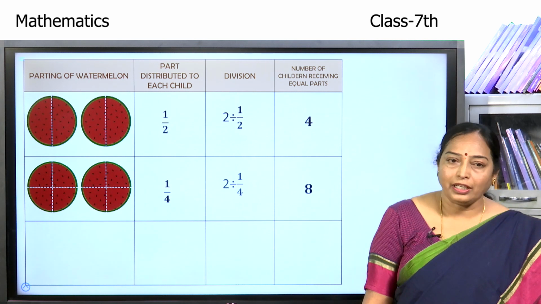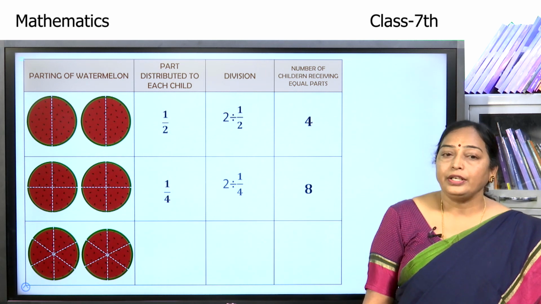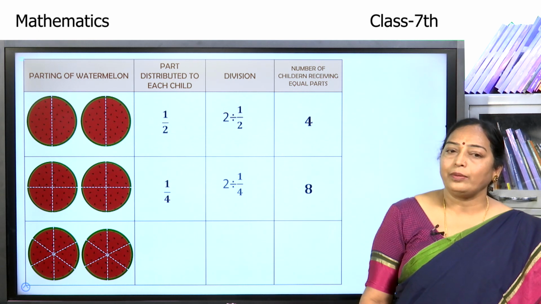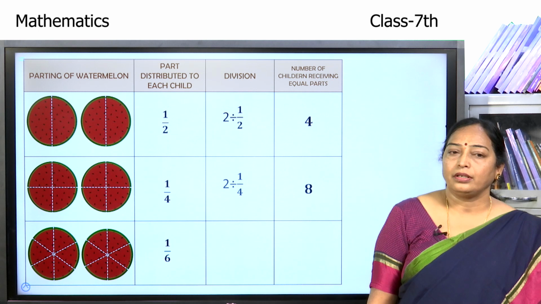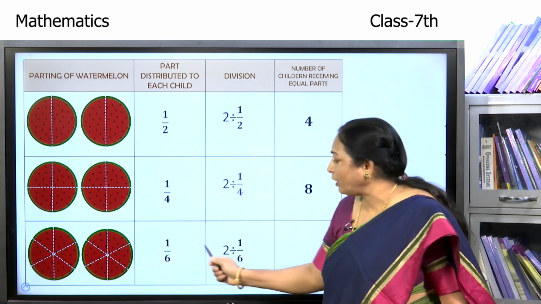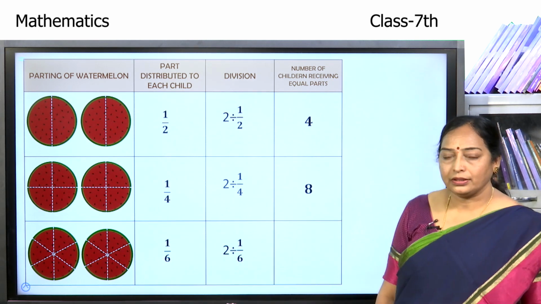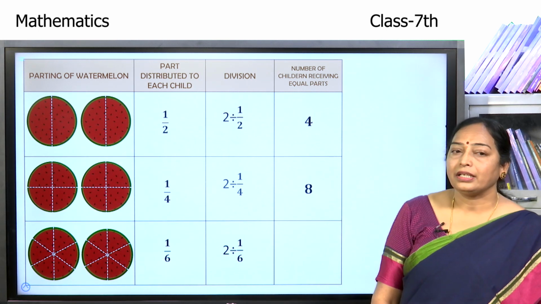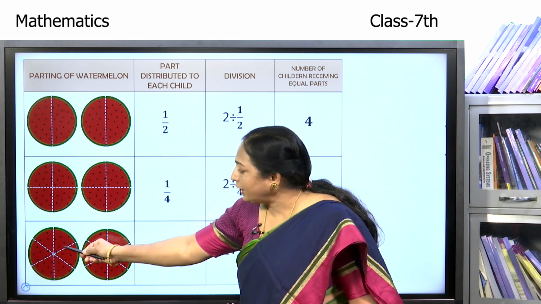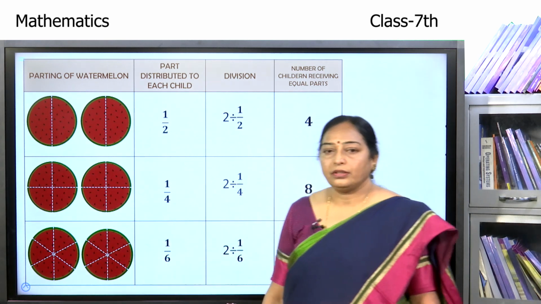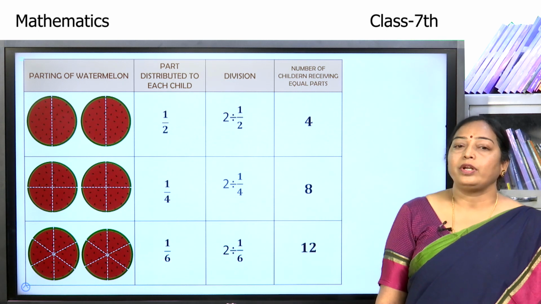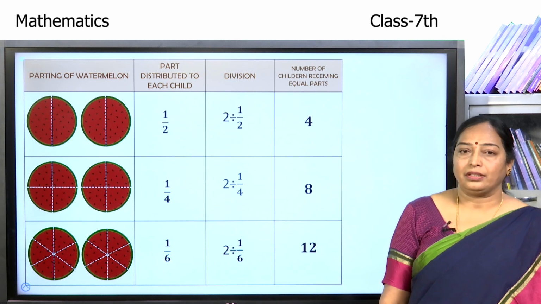Similarly, if the watermelon is divided into 1/6 parts, each child gets a 1/6th part. 2 watermelons divided by 1/6 parts. How many children will get a 1/6 part equally? 6 plus 6 parts. Totally 12 children will get 1/6 parts equally.